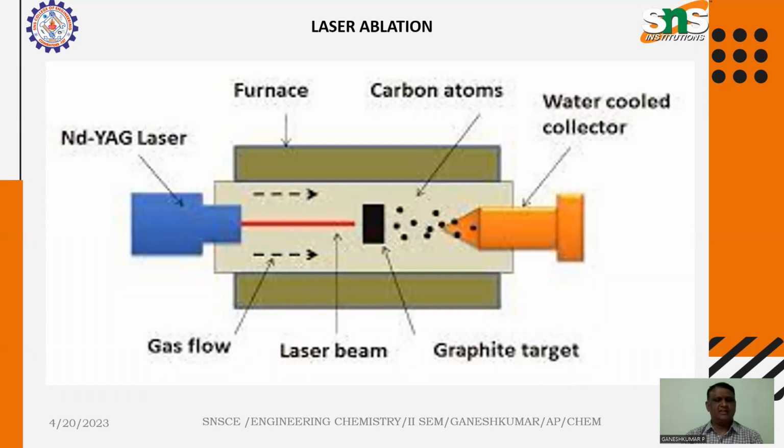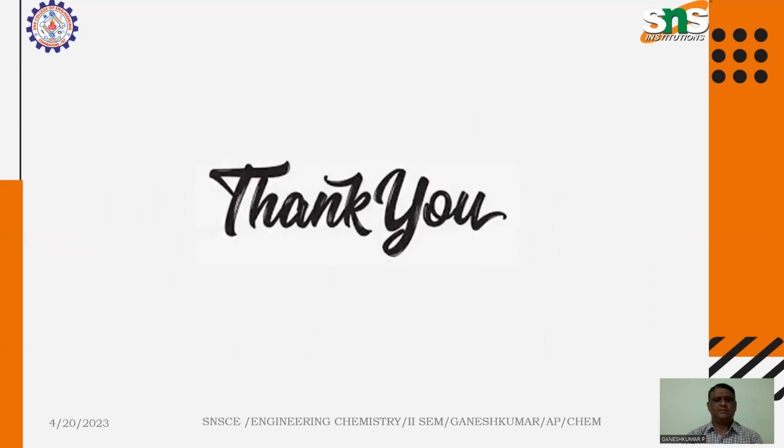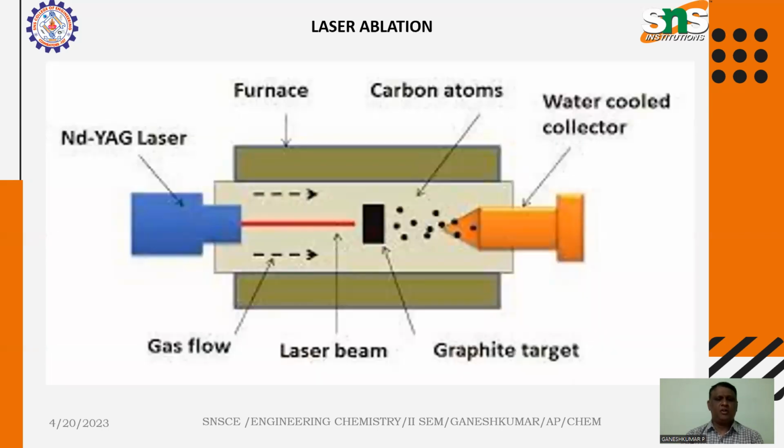Here is the Nd:YAG laser in another type of diagram. The laser falls over the material, sputtering takes place, and a water-cooled collector is there to collect the nanomaterials. So it's an important and easy method, though an expensive one, but the size can be controlled in this particular laser ablation.